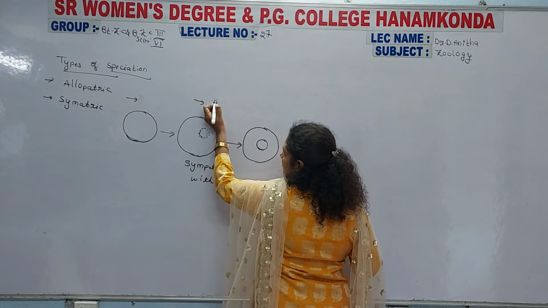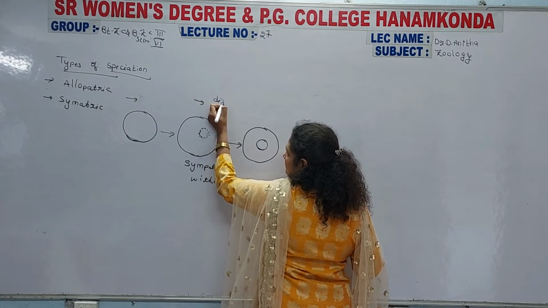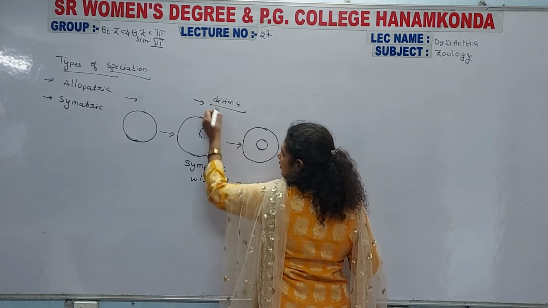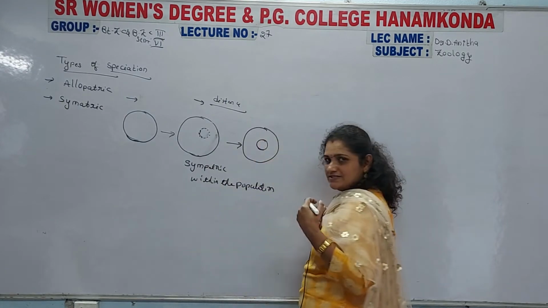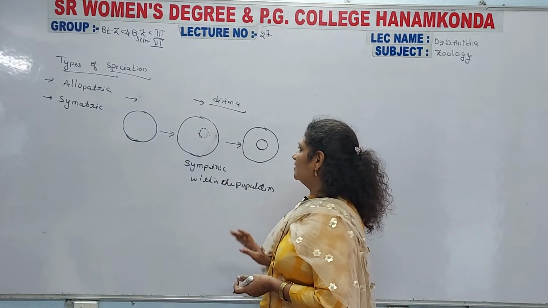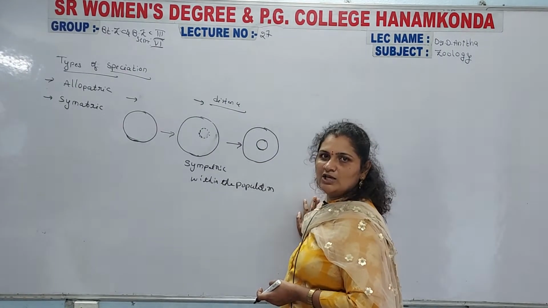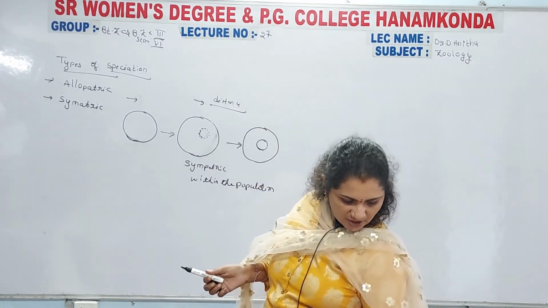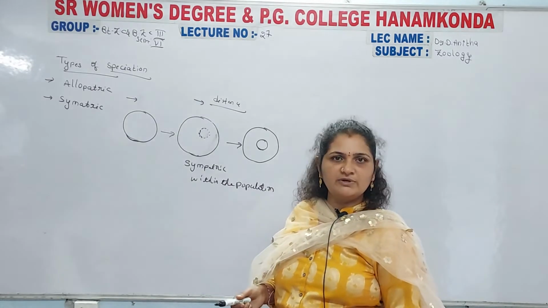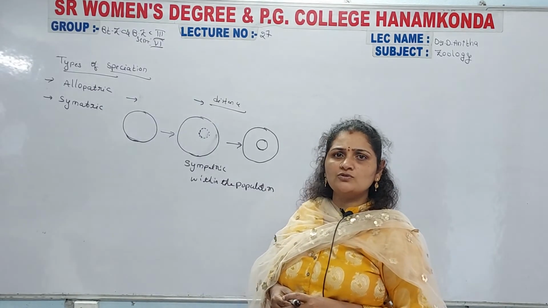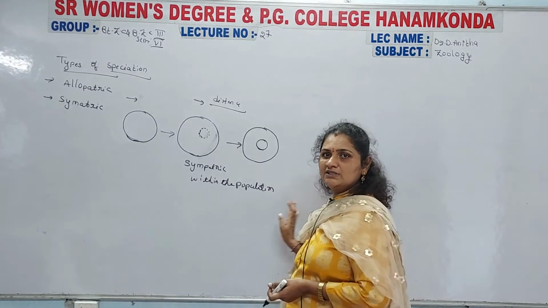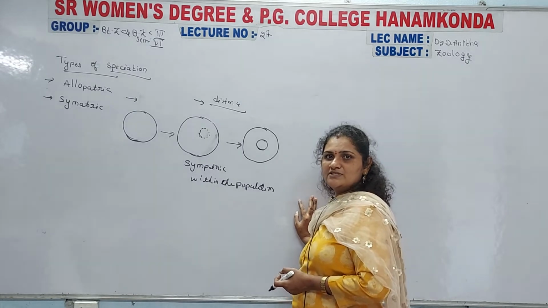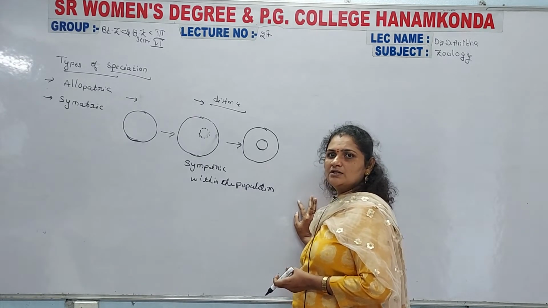Allopatric means there was some distance. So, till now we have completed allopatric speciation. In allopatric speciation you have already observed the differences between these two, and such differences are what we see here.